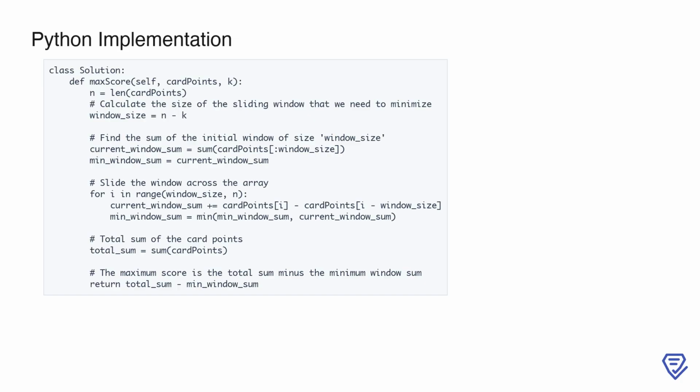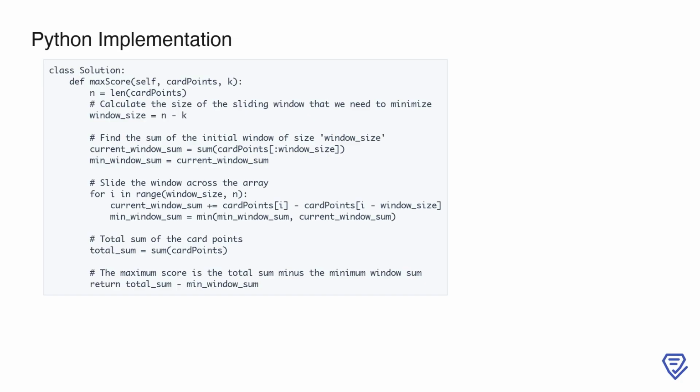The sum of the initial window of this size is calculated, and it is taken as the initial min_window_sum. The sliding window is then moved across the array. For each step, the sum of the current window is updated by adding the new element entering the window and subtracting the element leaving the window. The smallest sum encountered during this process is stored as min_window_sum. Finally, the total sum of all the card points is calculated. Subtracting the min_window_sum from the total gives the maximum points obtainable by selecting k cards.